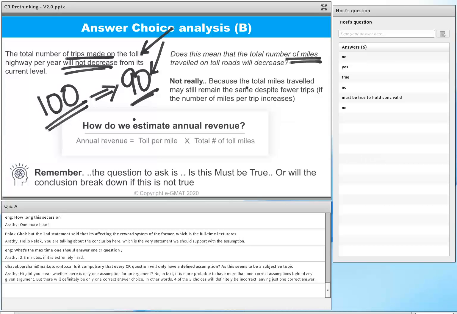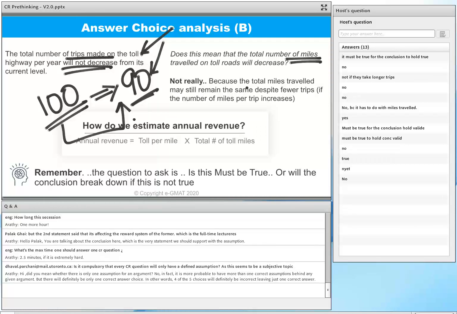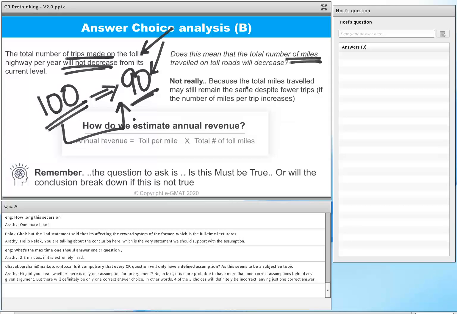No, it's not a must be true. Why? Because even when you go down from 100 to 90, I can increase the distance traveled per trip. So it's not necessary that the total number of trips remain the same. Do you guys see that? It doesn't satisfy that must be true criteria.